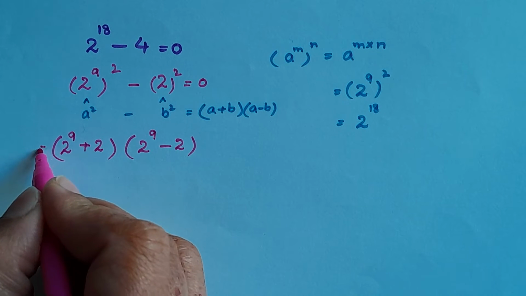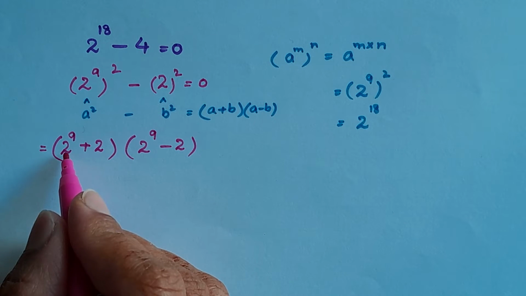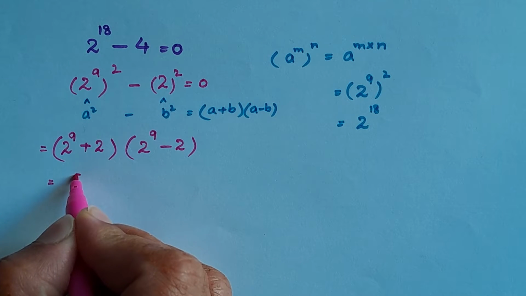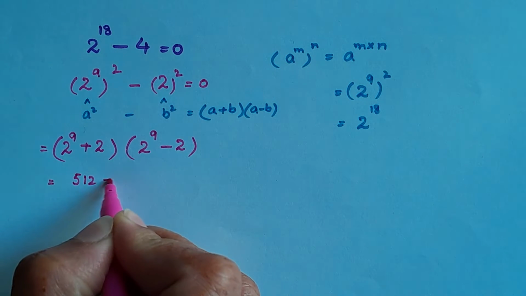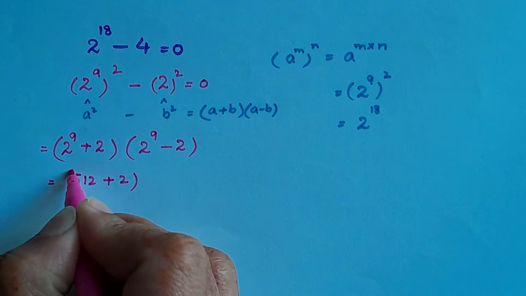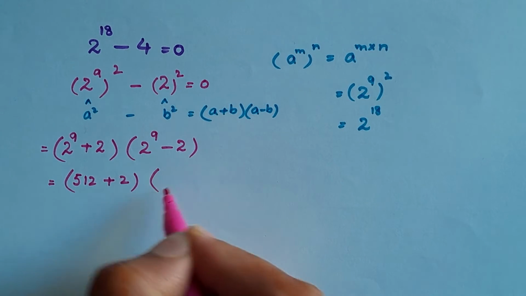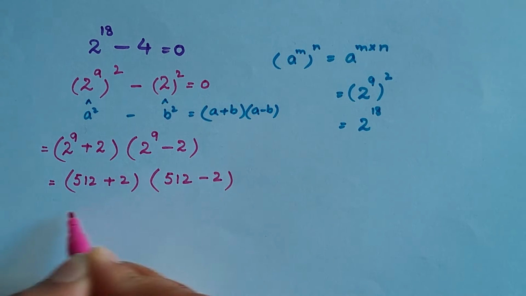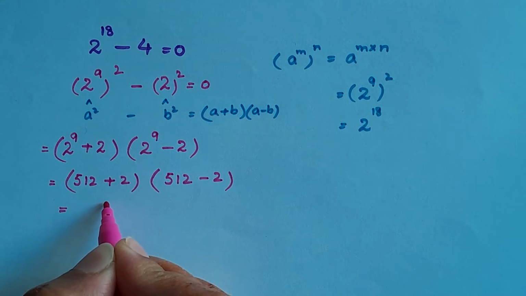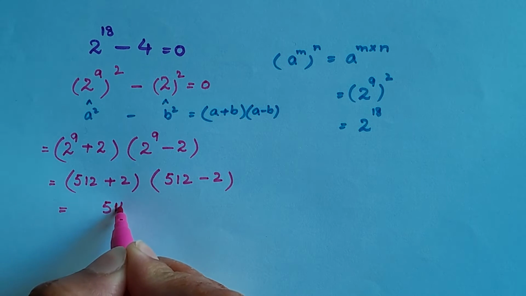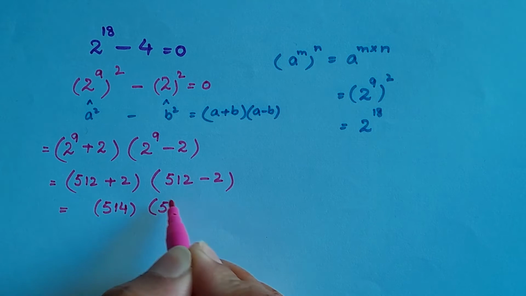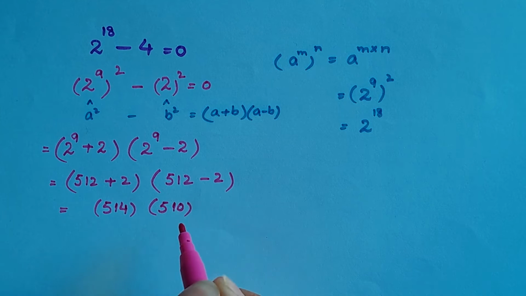2 to the power 9 means multiplying 2 nine times by itself. This will give us 512 plus 2, bracket, 2 to the power 9 again 512 minus 2, bracket close. 512 plus 2 is 514, and after subtracting these two numbers we have 510.